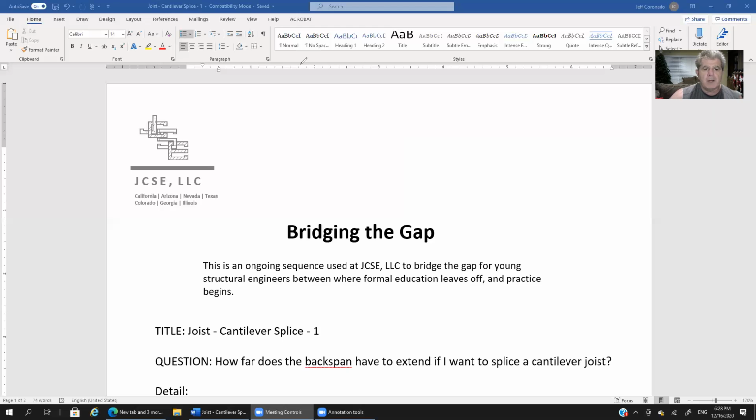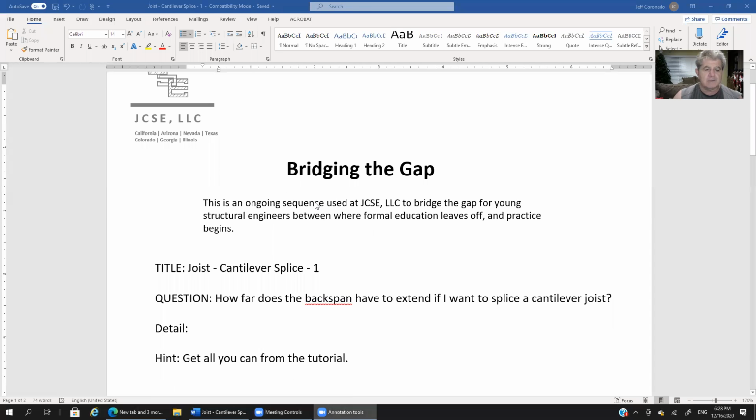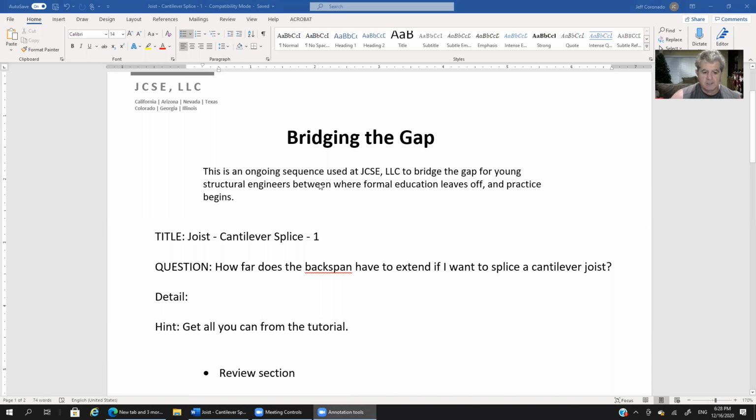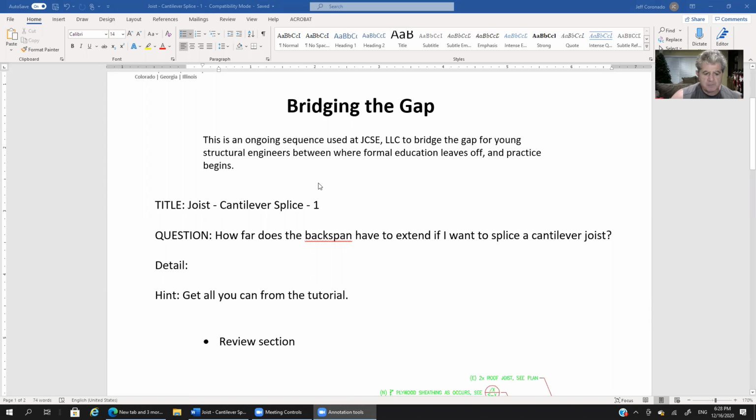Okay, with that in mind, let's get started on today's session. We're entitling it Joist Cantilever Splices of Joist. The question is, how far does the backspan have to extend if we want to splice a cantilever joist? This question is coming in from one of our young engineers, and let's get into this.